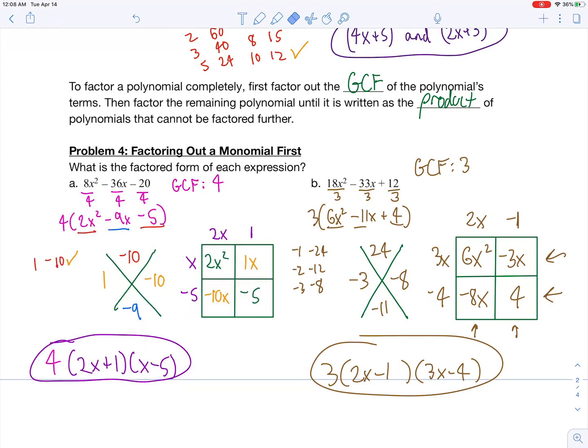Working through the same steps, I think the only difference here is our greatest common factor was 4. Once I divide that out, work through the x, figure out your two numbers, use those to fill in your box. And again, what you're doing for your box is just greatest common factor. What can come out of each row and each column, that's your factorization.